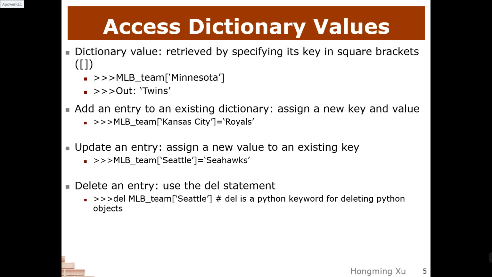In order to access the dictionary values, we need to use the dictionary key. For example, if we type this command, this is the key. The output will be this one. Twins is the value corresponding to this key. We use the square bracket.